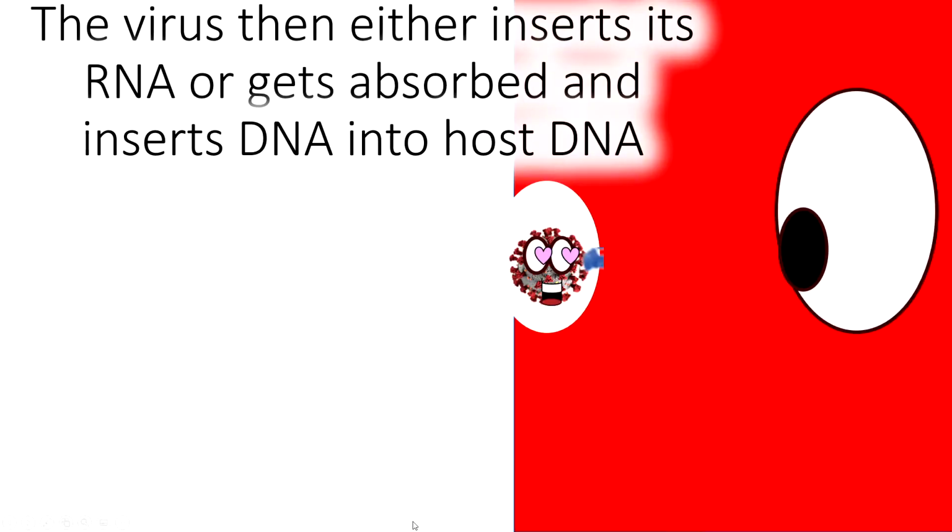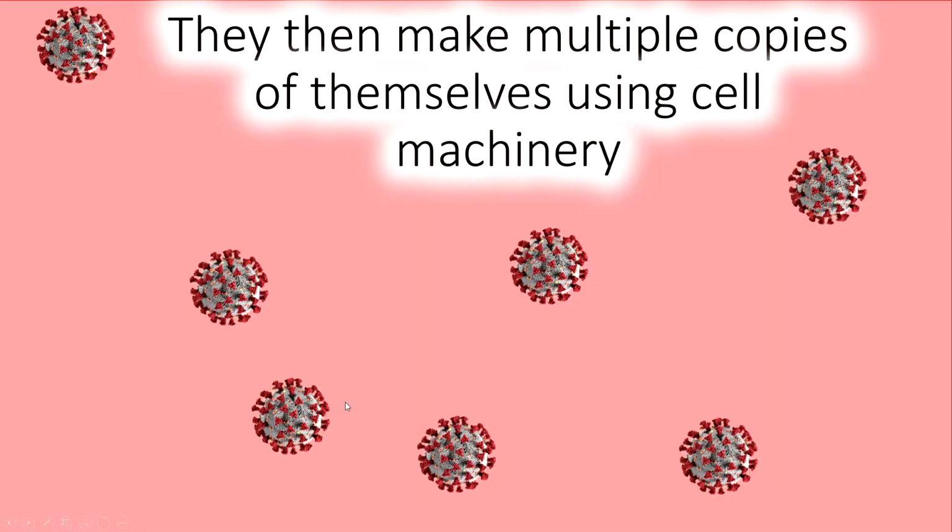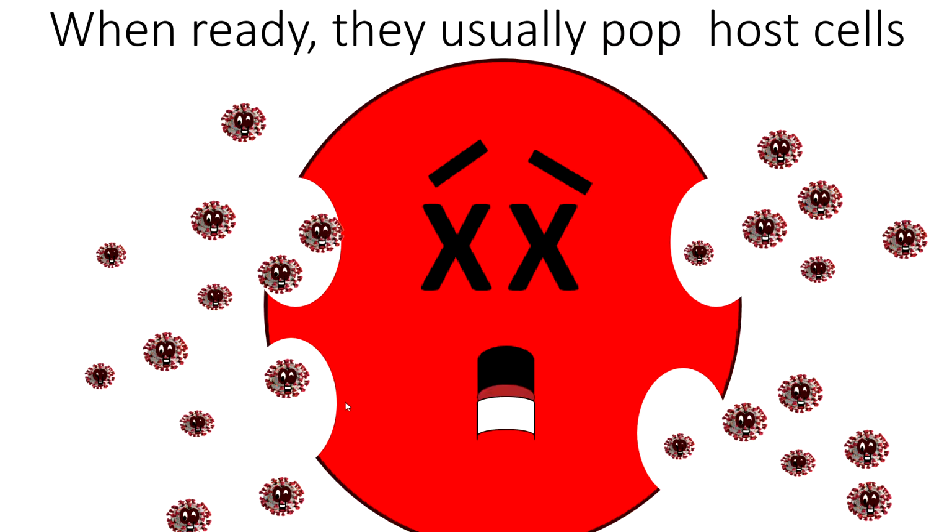Once it does, the virus can either insert its RNA, or if it has DNA, it can get absorbed and insert its DNA into the host DNA. They then will multiply those cells using cell machinery, and when they're ready, they're usually just going to pop the host cell to release themselves.